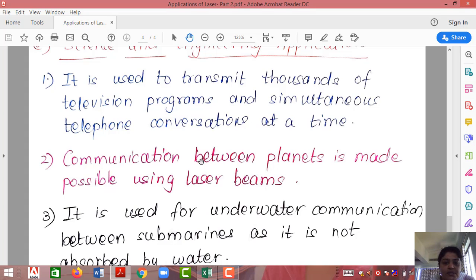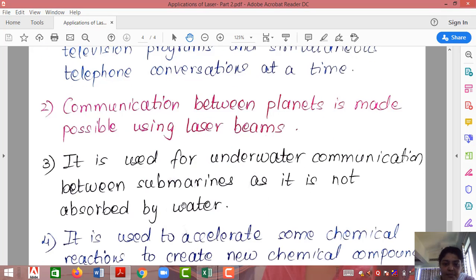Suppose there is a source from which laser is coming out, suppose it has a diameter of 1 mm, laser will travel as a beam of 1 mm only. Instead of laser, if you use normal light, it will spread entirely, but laser does not spread. Because it is highly directional, it can be used as a communication source between planets.